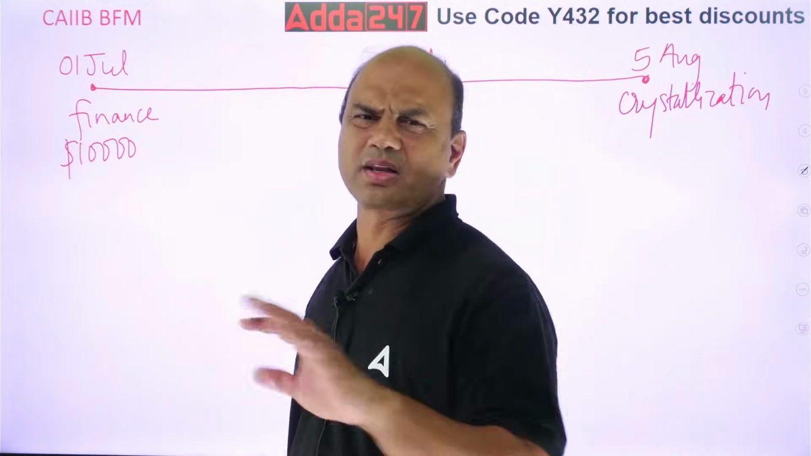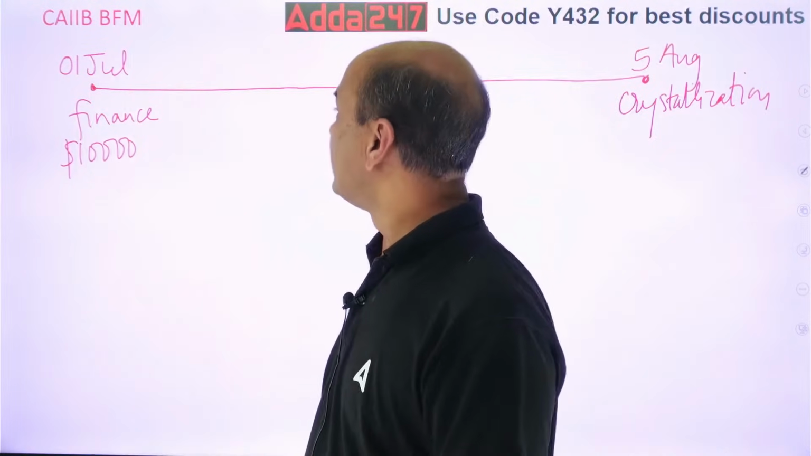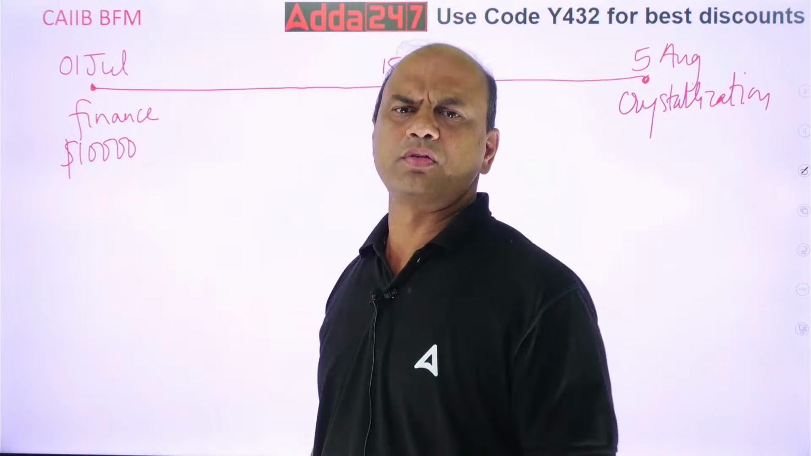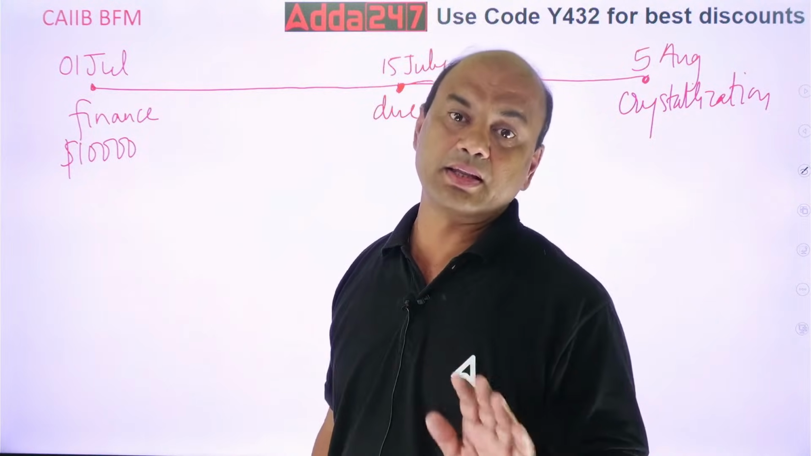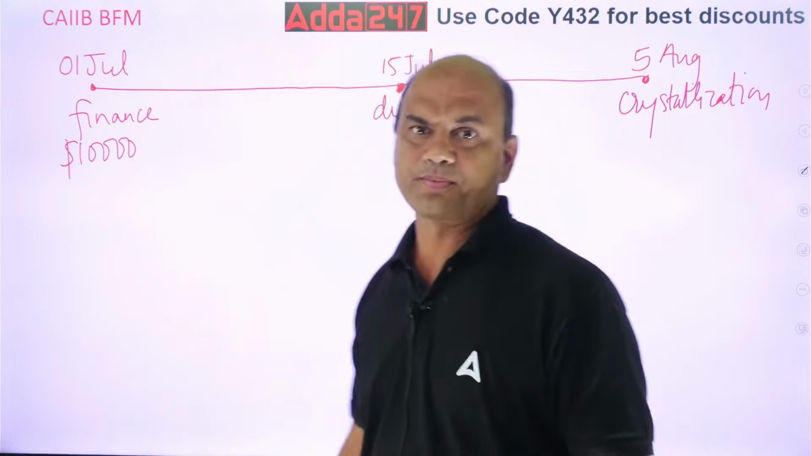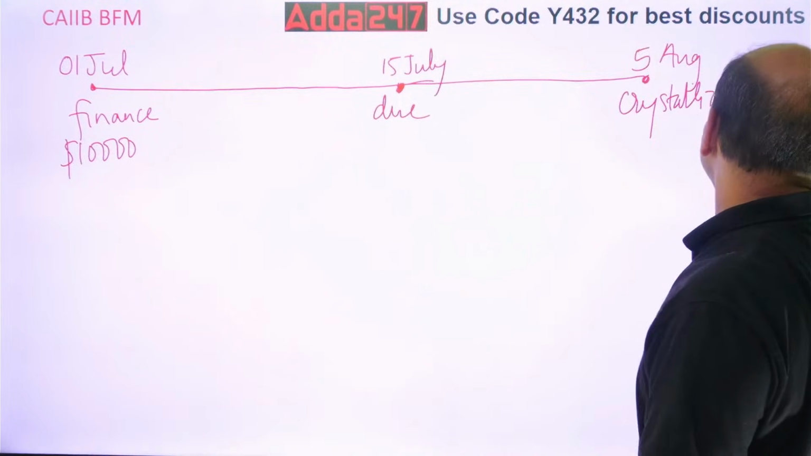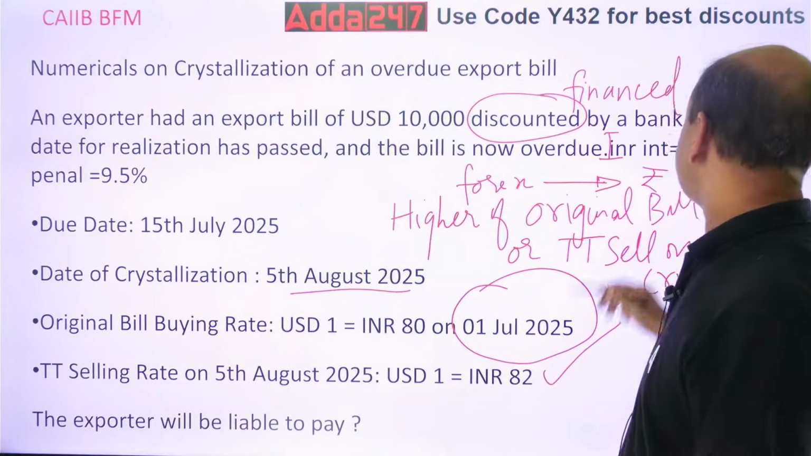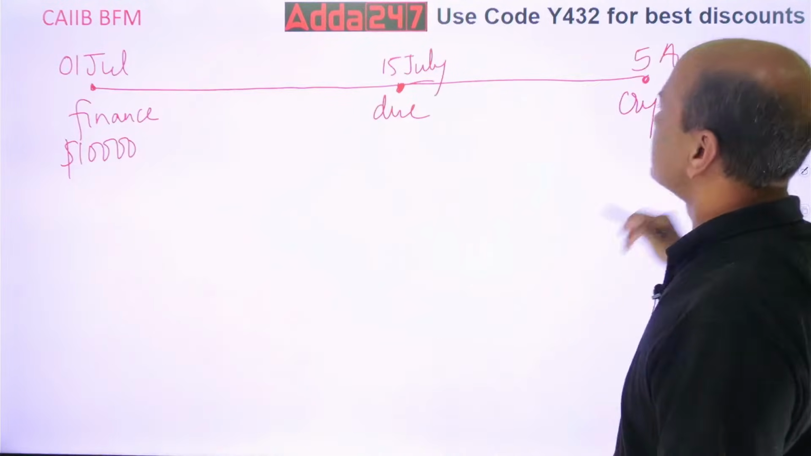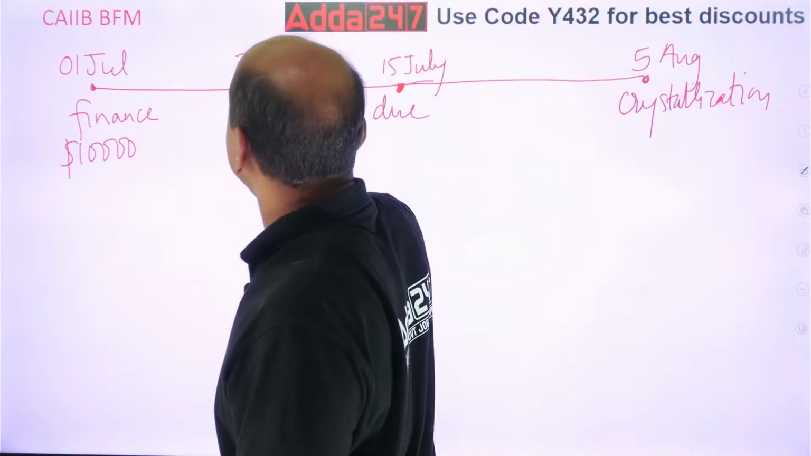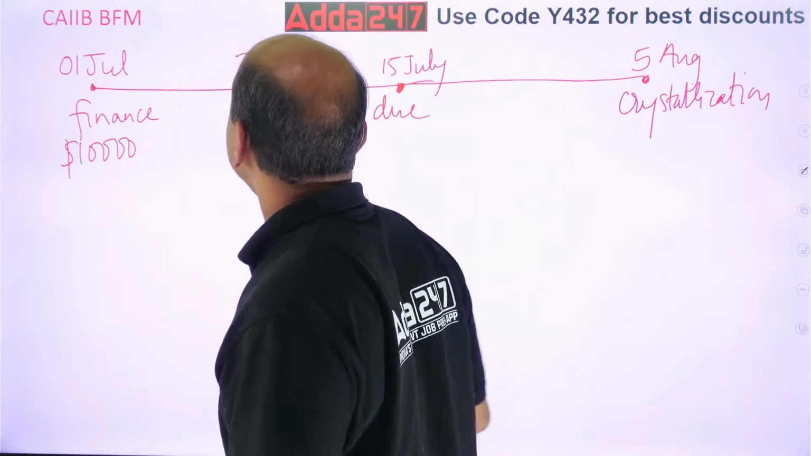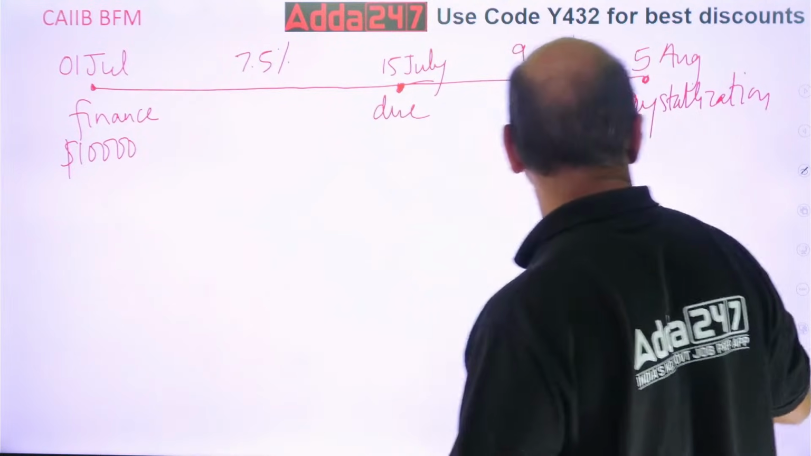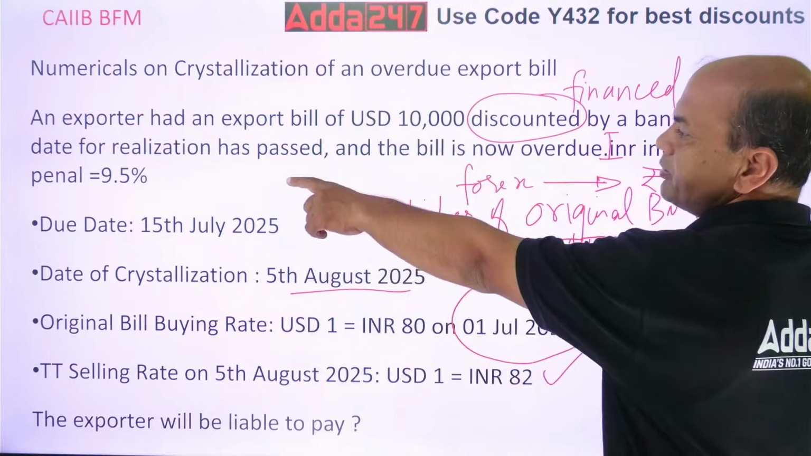Forget all the other rates now. 82. Now interest. Up to the due date, you should always charge the normal rate of interest. What is the INR rate of interest that you should charge? 7.5%. So you'll be charging 7.5% here. And for this remaining part, you will be charging 9.5% penal, isn't it?